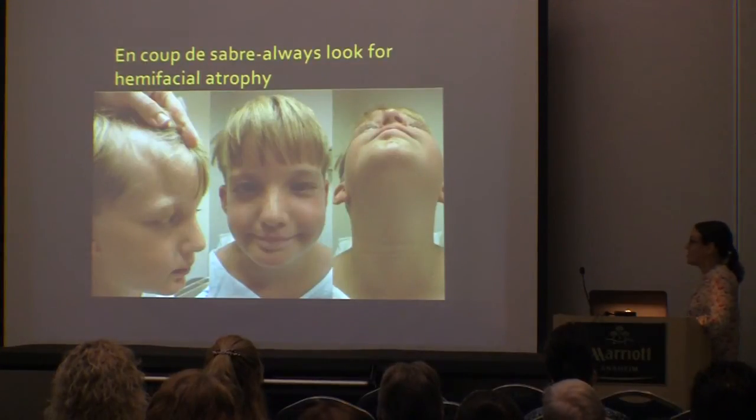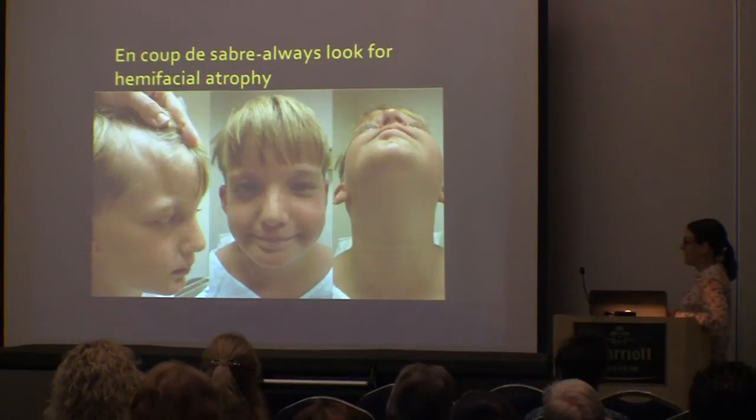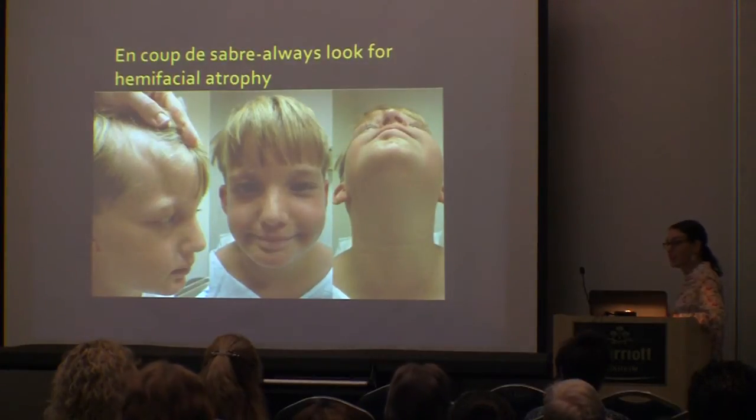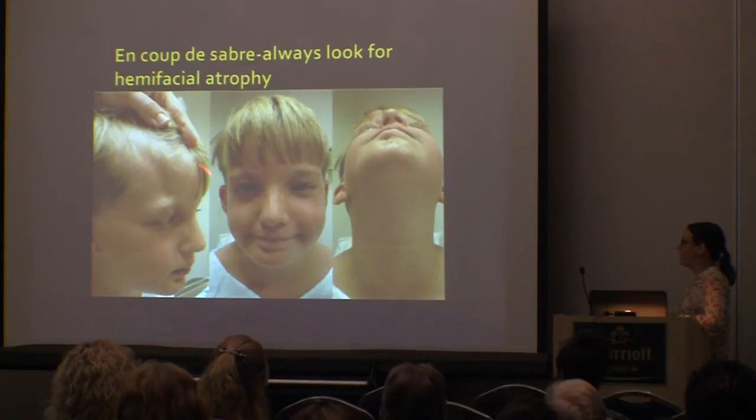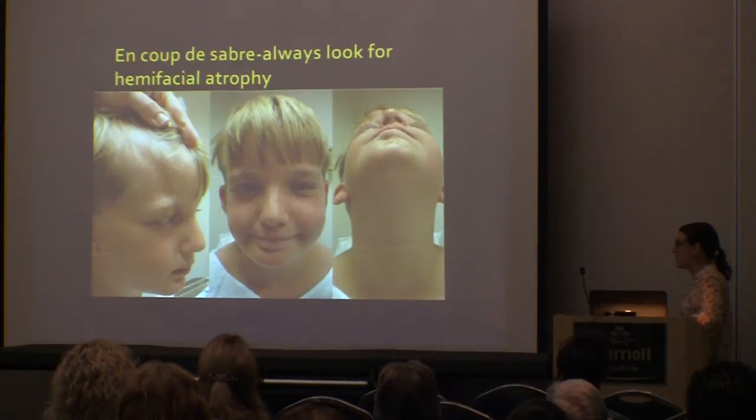This is called en coup de sabre, which is the cut of the sword in French, and it's just a form of linear morphea of the face. That's all it is. It's particularly devastating because of the location, of course, on the face, which is so cosmetically sensitive. This is a young boy, and he had a long-standing lesion of en coup de sabre here, you can see. But when I see patients with en coup de sabre, in addition to looking at their skin lesion, I always compare the contour of the two sides of their face.